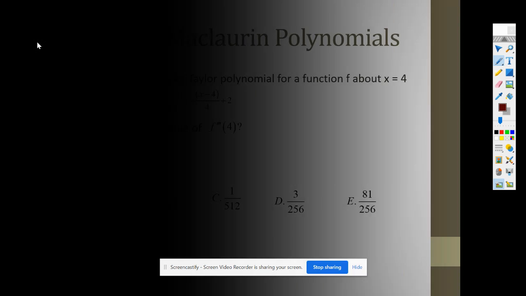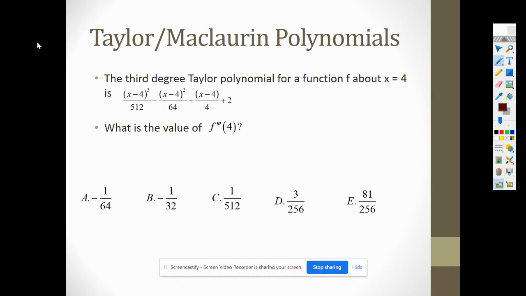All right, I am going to try to do multiple screen sharing to show you some PowerPoint questions and give an overview of what was covered in class today in 9.10. So this was my opening question in class, and it gives a third degree Taylor polynomial, and it wants to know what the value is of the third derivative of f at 4.